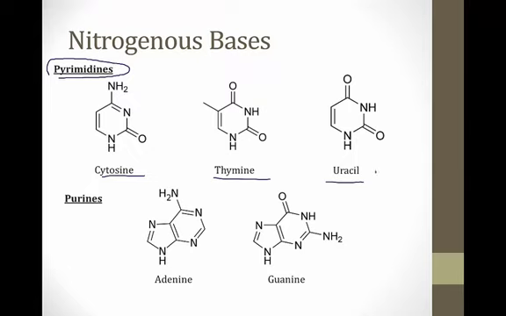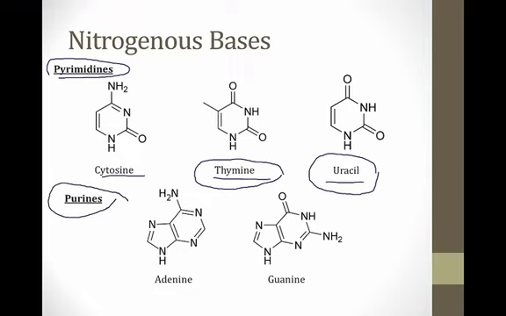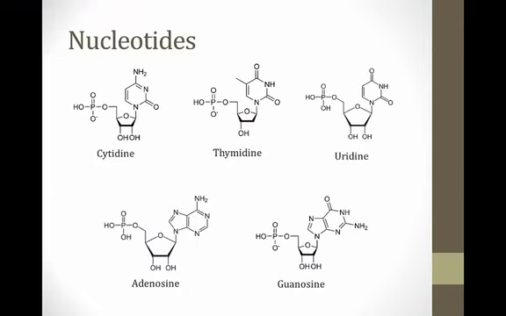And you may know that uracil is found only in RNA but not in DNA. Thymine, on the other hand, is found in DNA but not in RNA. Then there are two additional nitrogenous bases that have two rings, and those are called the purines. And the two purines are adenine and guanine. Once a nitrogenous base is attached to a ribose sugar and a phosphate group, it becomes a nucleotide, and the name of the nucleotide depends on the name of the base that's attached.